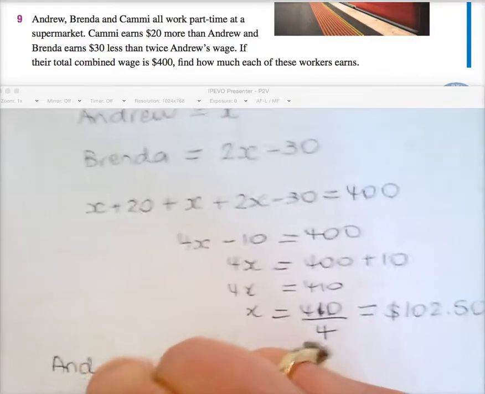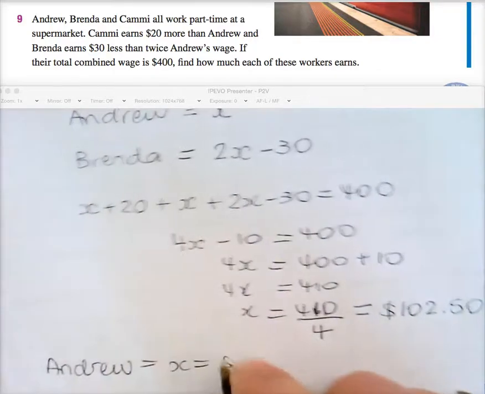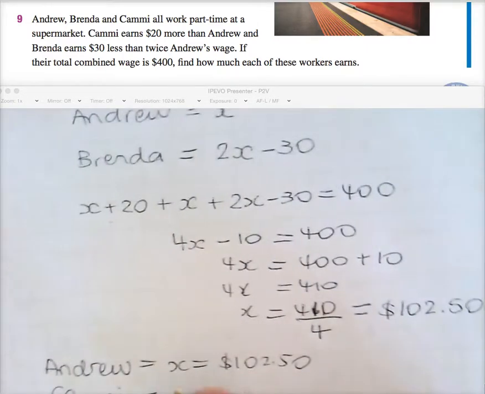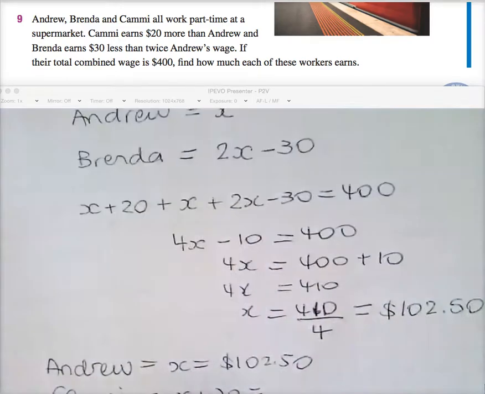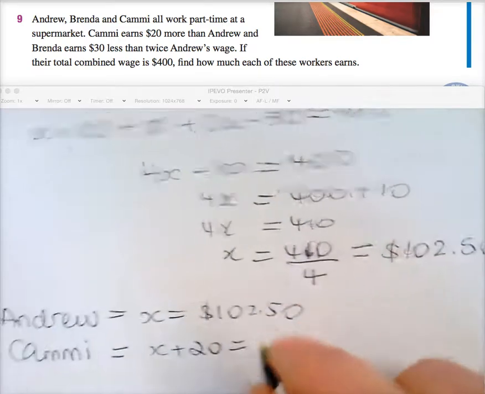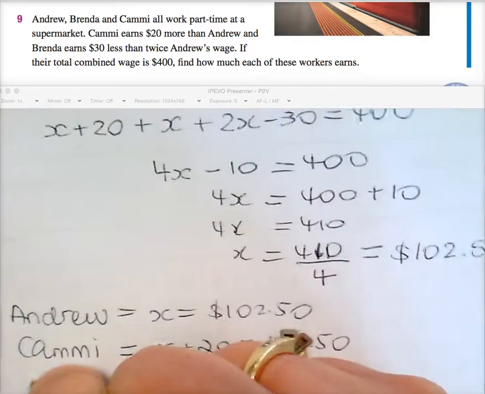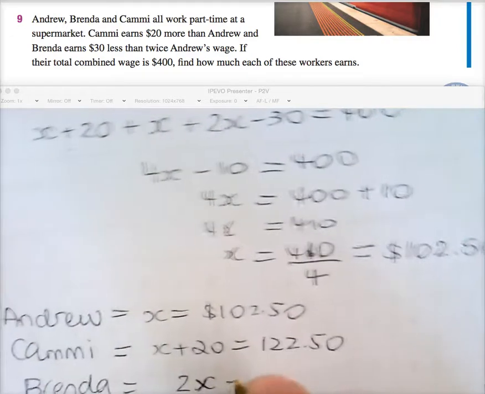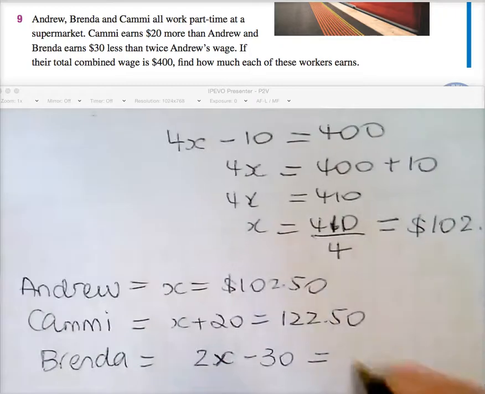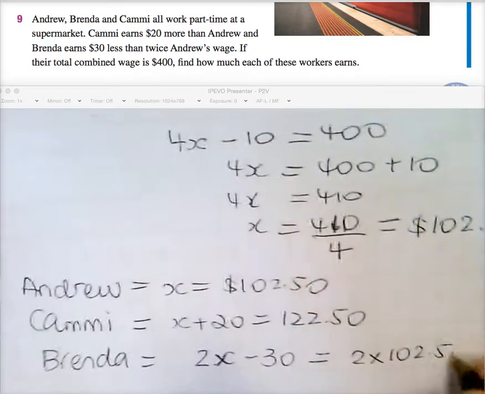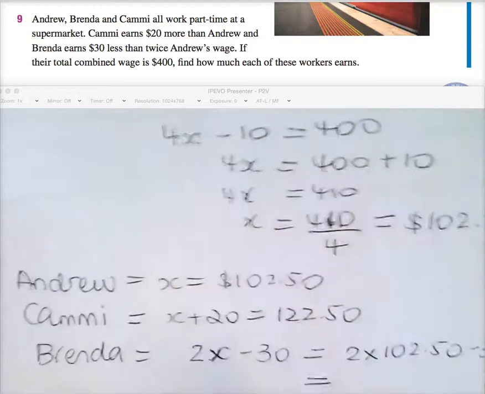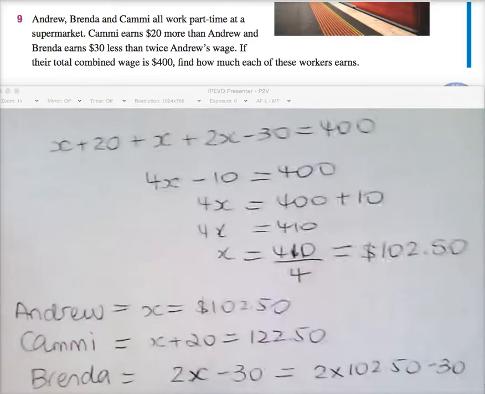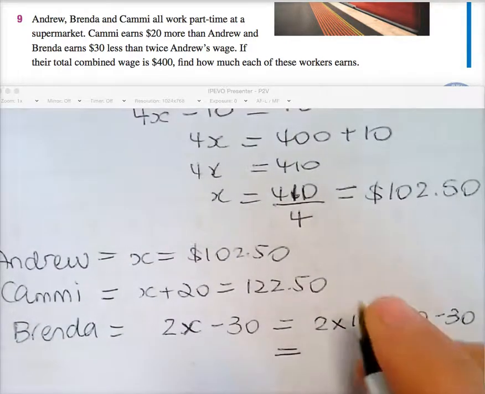X is Andrew. Andrew is X, which is 102.50. What does Cammy get? X plus 20, which is 122.50. And Brenda is 2 times X minus 30, and you can substitute that in. 2 times 102.50 minus 30, which is, what's that, 205 minus 30, 175.